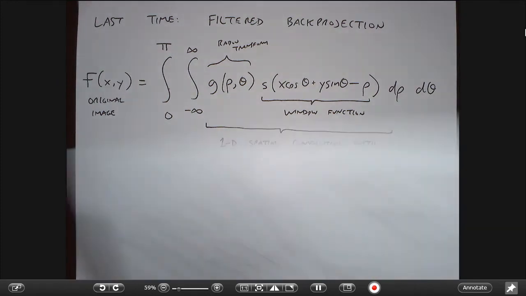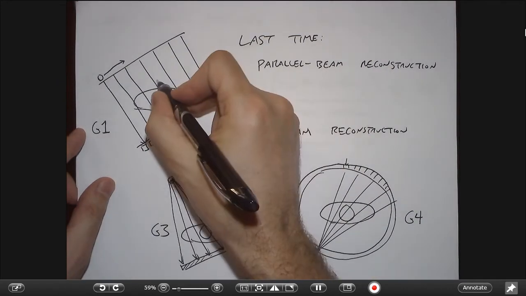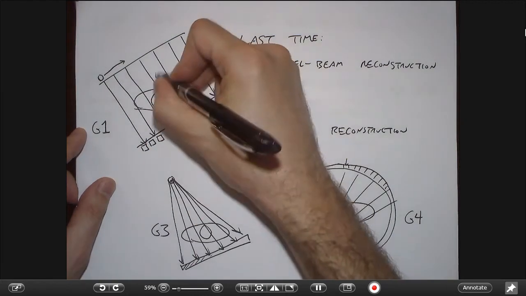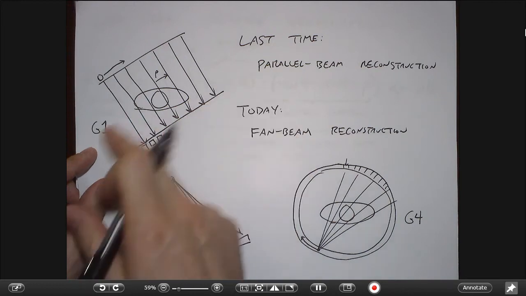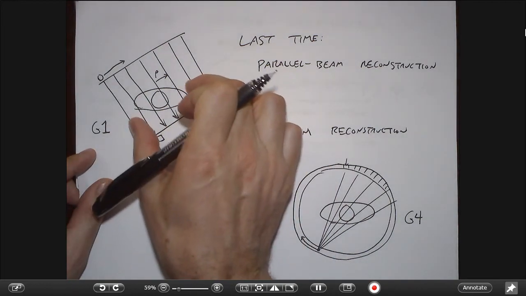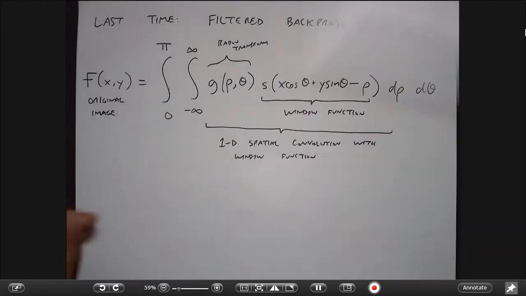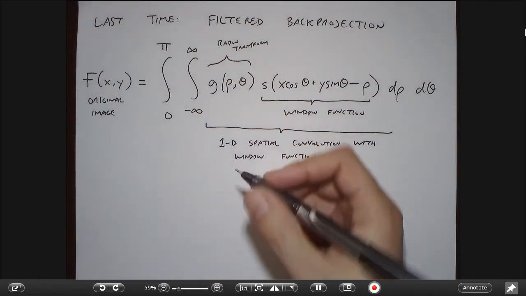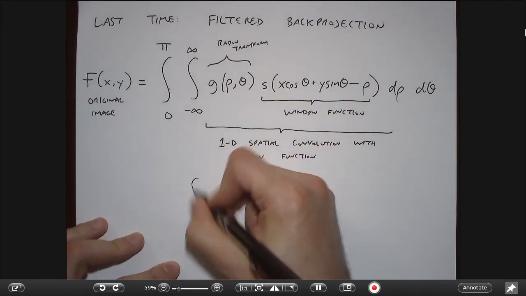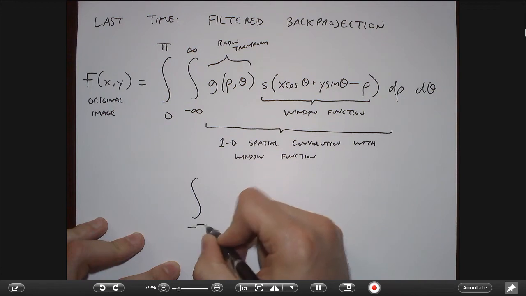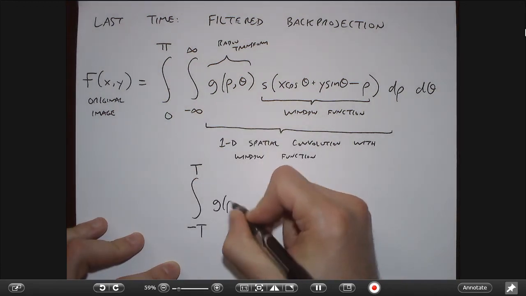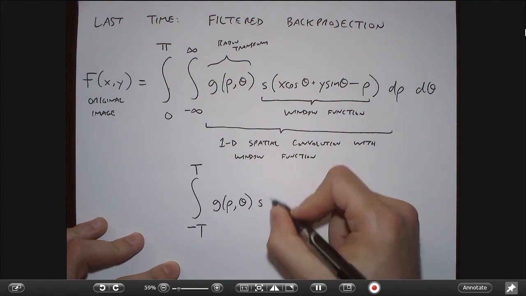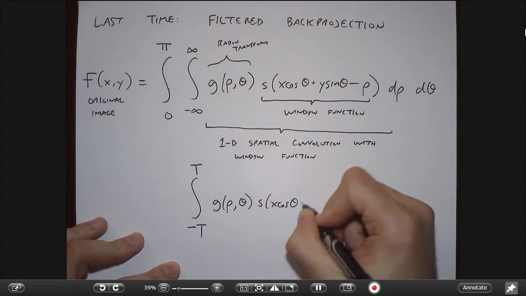So in practice, if I look back at my geometry here, remember that rho was like this distance, right? And so in this case, rho is definitely going to be bounded, right? It's not going to go from minus infinity to infinity because the patient is only a certain width, right? So that means that there's some maximum rho. So I can change this integral from minus t to t. That's going to be like my boundaries for how big rho could possibly get.